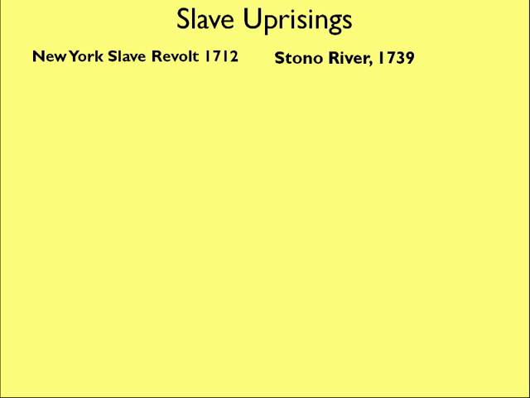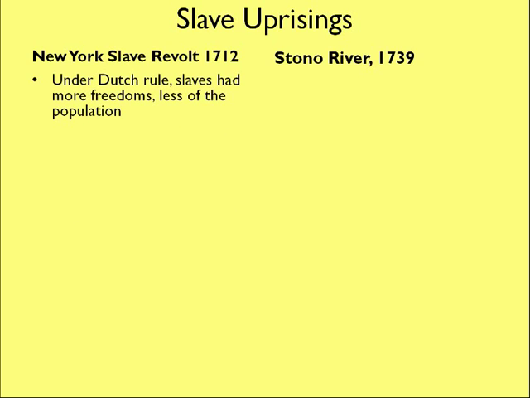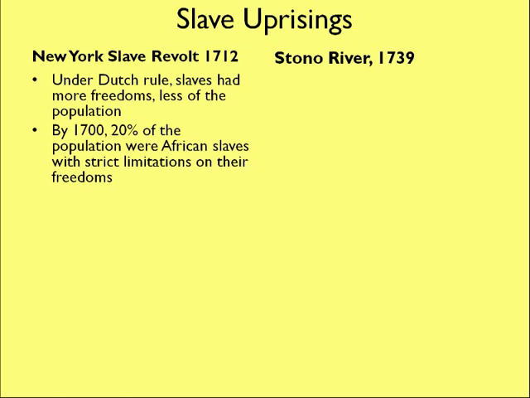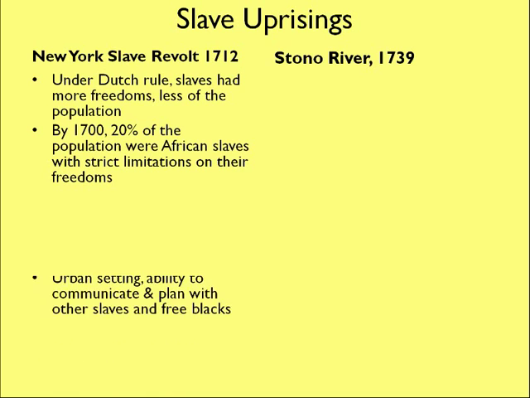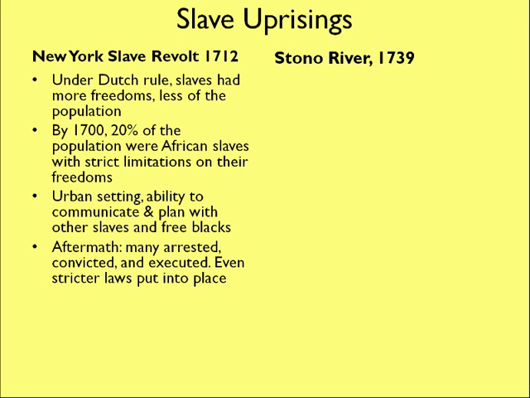And there are a couple of slave uprisings. One in New York, which is under the English at this time, but under the Dutch rule, slaves had more freedoms. When the English came in, they sort of took that away from them, and there was a lot of resentment amongst the population. 20% in New York City were slaves in a port city. That was quite common. And in an urban setting, it's much easier to organize and plan ahead. And it's put down, and in the aftermath, many executed and stronger punishments coming into place.